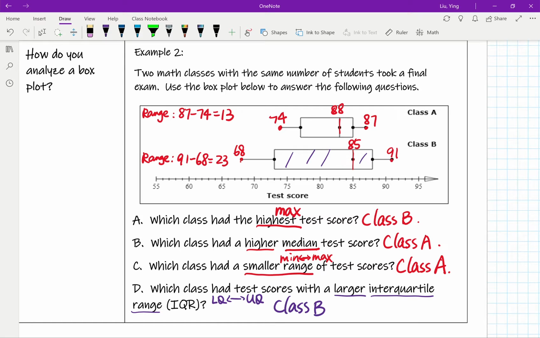If we're not sure, because sometimes the plot is very close and you can't tell, then we find the numbers and actually do the subtraction. For class A, the lower quartile is 77 and the upper quartile is 85. So the interquartile range is 85 minus 77, which is 8. For class B, the lower quartile is 73 and the upper quartile is 88. So 88 minus 73 is 15. 15 is indeed larger than 8, so class B has a higher IQR.